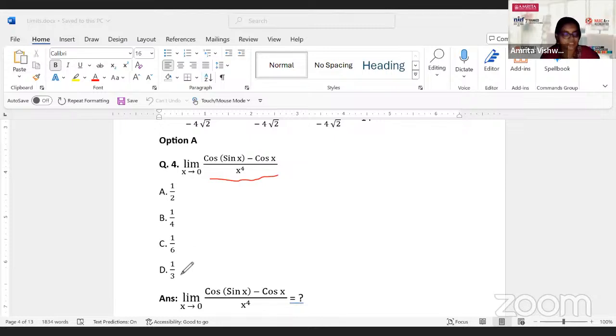How will you solve this question? Cos of sin x. If there is any idea in your mind, I would request you to type that in the chat box. I think at least some of you have come across these types of problems.